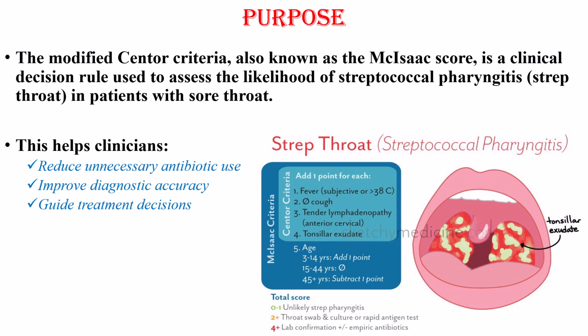This helps the clinician to reduce unnecessary antibiotic use by identifying patients who are unlikely to have strep throat and therefore don't need antibiotics, which can contribute to antibiotic resistance. It also improves diagnostic accuracy by helping to differentiate strep throat from other causes of sore throat. It guides treatment decisions by suggesting when further testing and/or antibiotic treatment is appropriate.